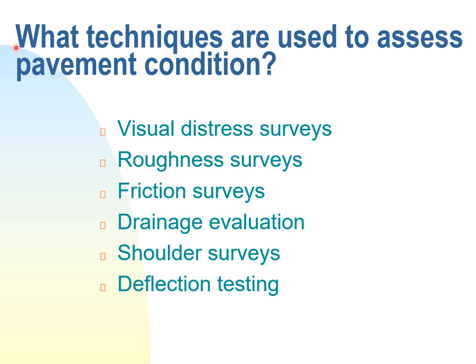What techniques are used to assess pavement condition? In this regard, we have visual distress surveys, roughness surveys, friction surveys, drainage evaluation, shoulder surveys, and deflection testing. For deflection testing, normally we use the Benkelman beam to measure deflection of the pavement.